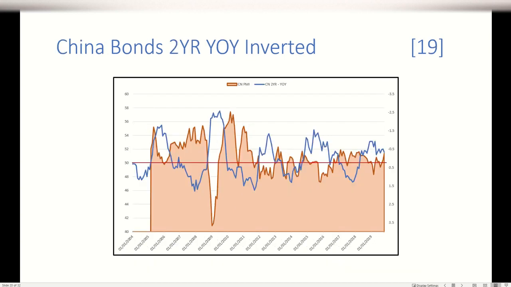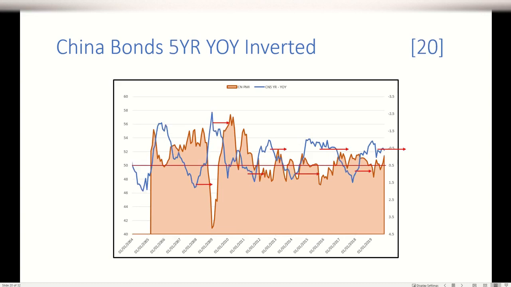Does it work well for China? Yep, the 2-year seems to work really well, but I also like the 5-year. The 5-year seems to show accurately when there will be major weak points in the Chinese economy 18 months or so in advance of the PMIs.